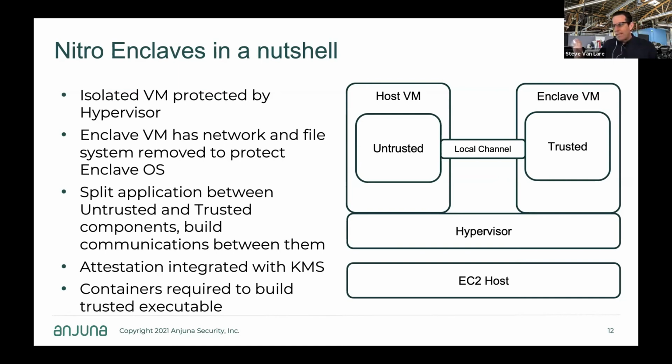You can't get to the operating system. The hypervisor can't get to it. The only communication you have to that enclave is the local channel. So it looks very similar in that regard to what SGX did. There's a trusted and an untrusted portion of your application. Inside that virtual machine, it's mostly a full version of the Linux kernel. The things that have been removed are the file system and the network system. And that's so that there aren't any inadvertent holes that somebody can drill through to get to the operating system.